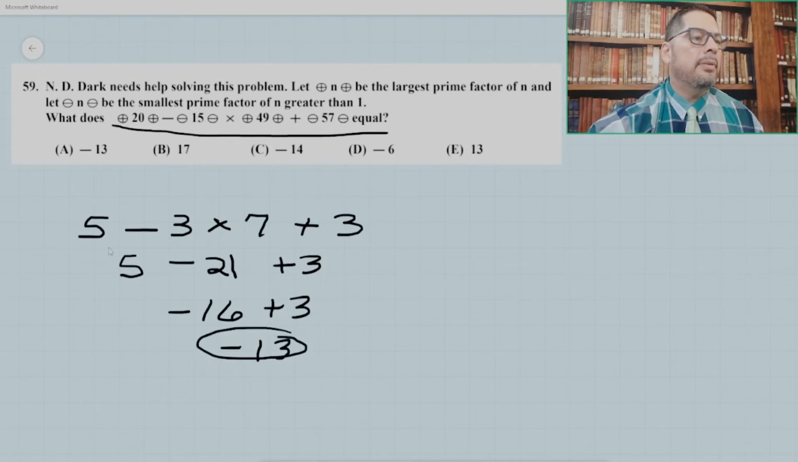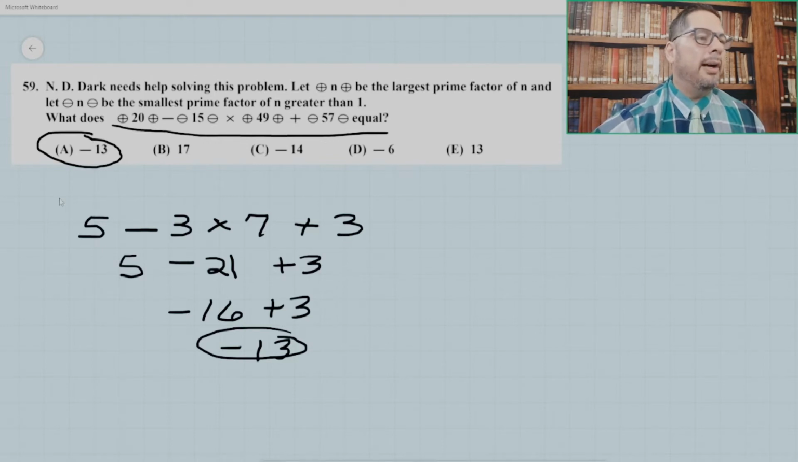There we go, negative 13, A. So this one's a kind of unique one in the sense that this is a unary operator defined. And this again comes from the UIL district number 2 from the year 2015, number 59. Okay, let's go on to another one, a more traditional binary one.